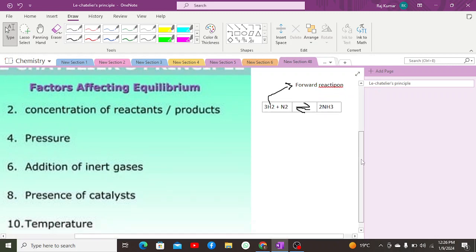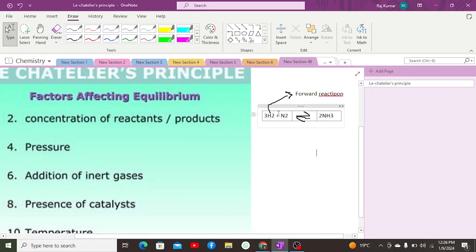Now, following the same phenomena, if we decrease the concentration of reactants, it will cause the concentration of products to increase and reactants to decrease, giving more effective collisions of products, causing more products to collide with each other and go for the backward reaction.